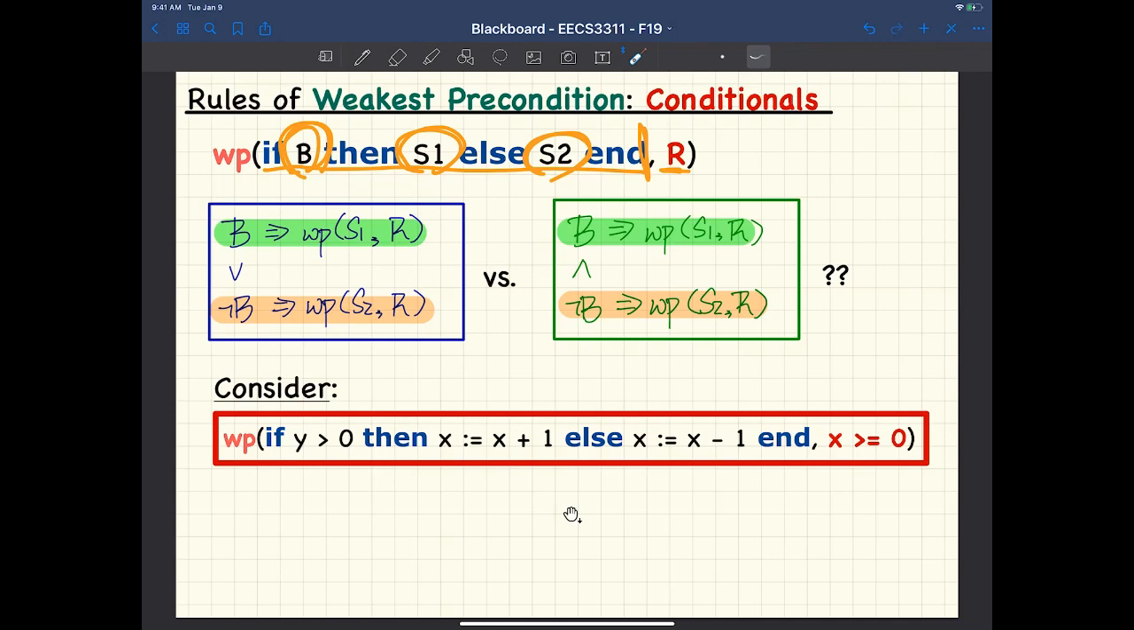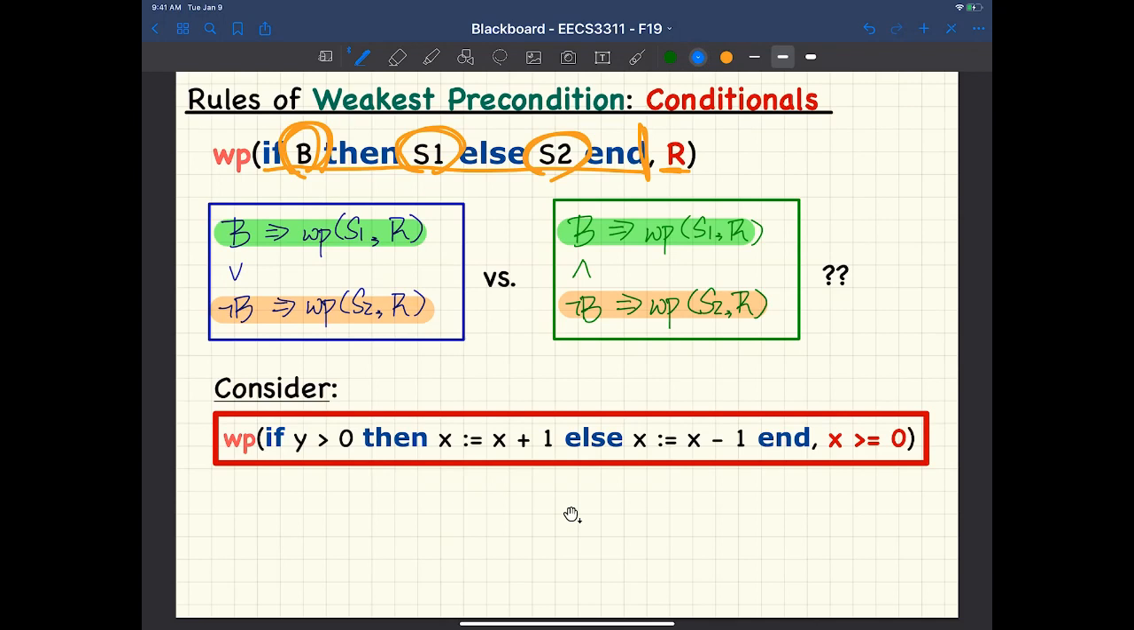Let's consider this particular example. We do a little bit of practice over here. This one is slightly more complicated than what we just saw. It's an if statement, and then we've got both branches as single assignments. Let's calculate them very quickly, and then we can easily see why disjunction is not the way to go. Let's see this.